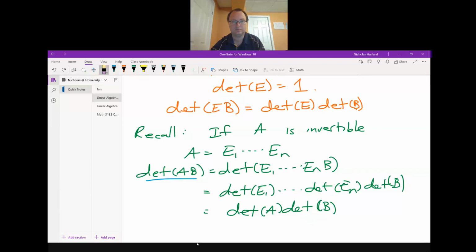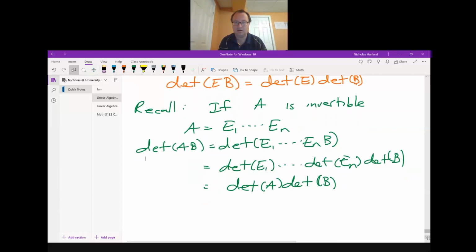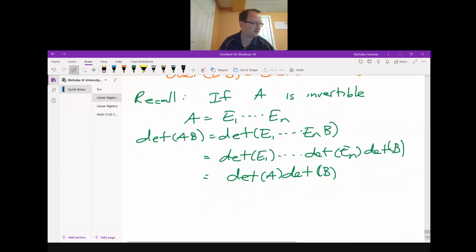So, the answer to this is, well, what happens if it isn't? What happens if our matrix is not going to be invertible? What happens then? And the idea here is, well, if it's not invertible, we know that when we row reduce it, its reduced row echelon form has a row of zeros.